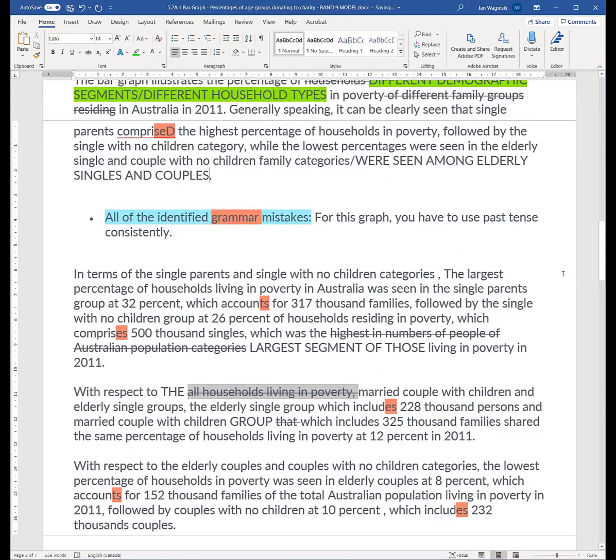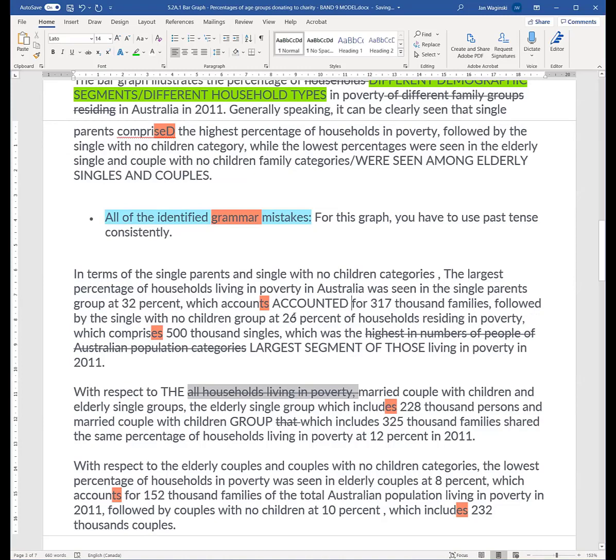In terms of single parents and single with no children categories, the largest percentage of households living in poverty in Australia was seen in the single parents group at 32%, which accounted for 317,000 families, followed by single with no children group at 26% of households residing in poverty, which comprised 500,000 singles, which was the largest segment of those living in poverty in 2011.